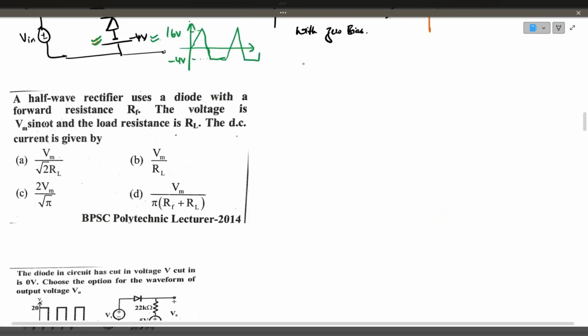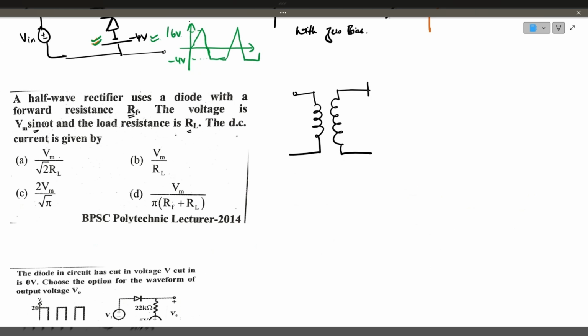The half-wave rectifier uses a diode with a forward resistance RF. The voltage is Vm sin omega t. The load resistance is RL. The DC current is given by. So this is the half-wave rectifier. It will have only a single diode. This is the input voltage Vin, and there will be the load resistance RL. So he is telling that the diode resistance is given as RF.